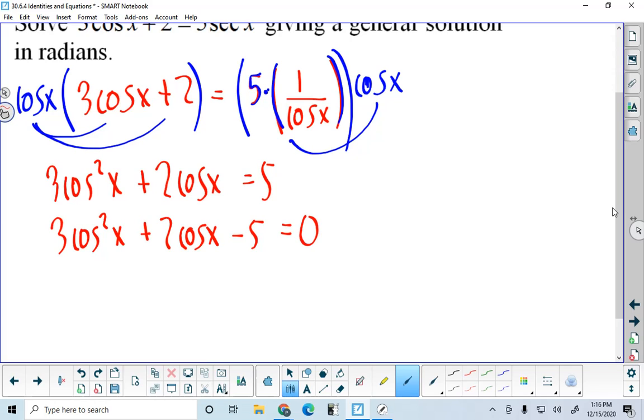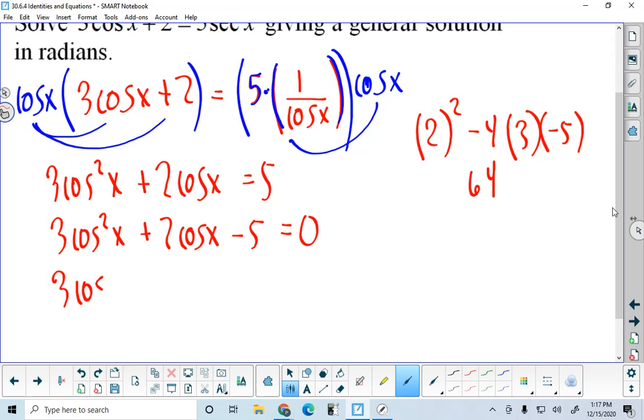And now I am going to pull a university prof statement. You should know how to solve that, but I will go one step further. Is it factorable? B squared minus 4 times A times C gives me 64. It's factorable. So it would be 3 cos x.